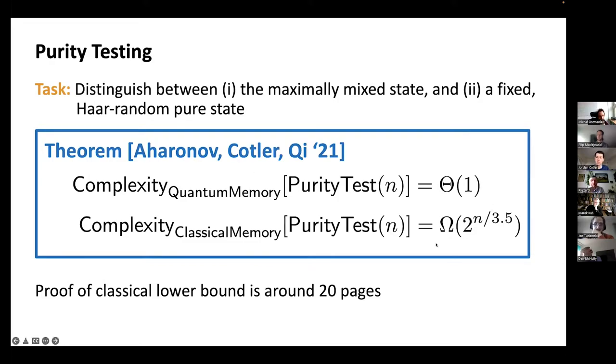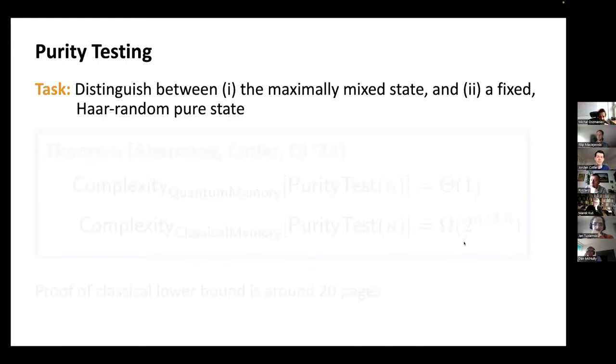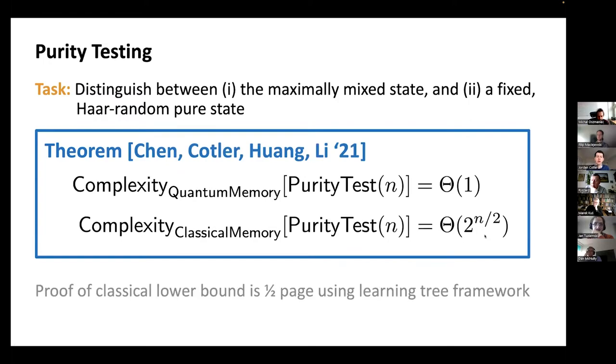And the proof of this classical lower bound in the original paper is about 20 pages. It's a pretty complicated proof. But in the new works that I'm going to tell you about, we can reduce the proof of this classical lower bound to half a page. In fact, it's so simple that I can explain to you precisely how it works. And now in this new work, we actually have an asymptotically tight bound. So here in the classical memory setting, we require at least 2^(n/2) measurements in order to distinguish between these two possibilities. But we also require at most 2^(n/2) measurements. Namely, we can find a protocol in the classical setting, or the conventional setting, which actually saturates the bound.